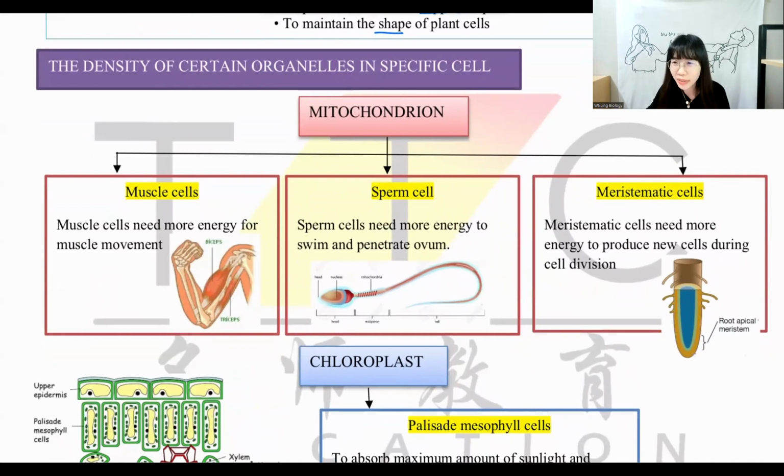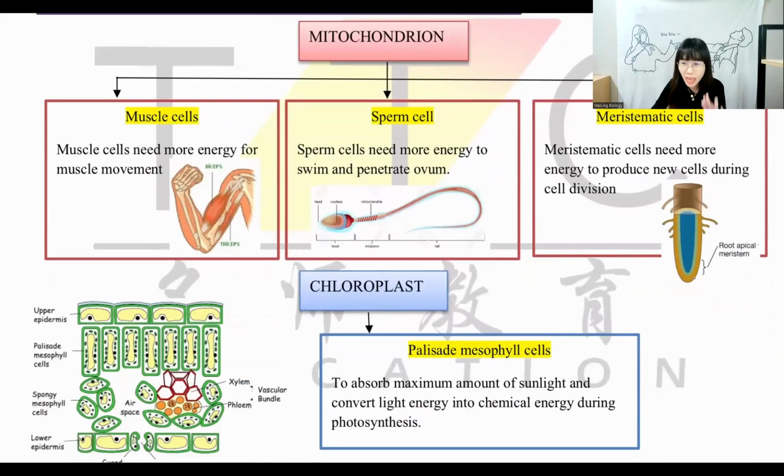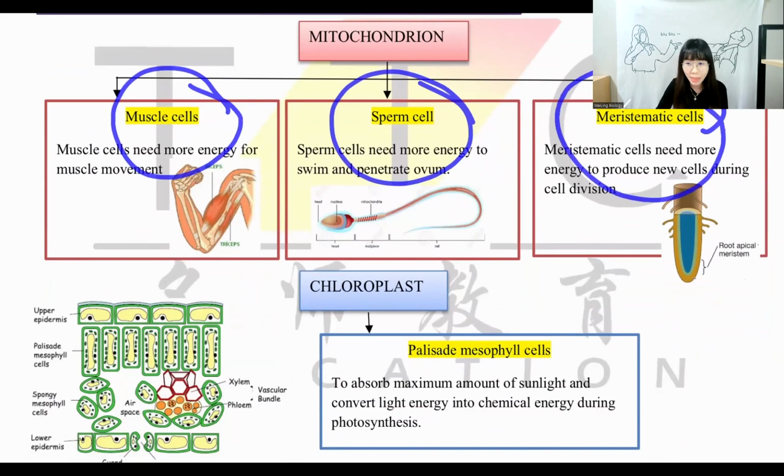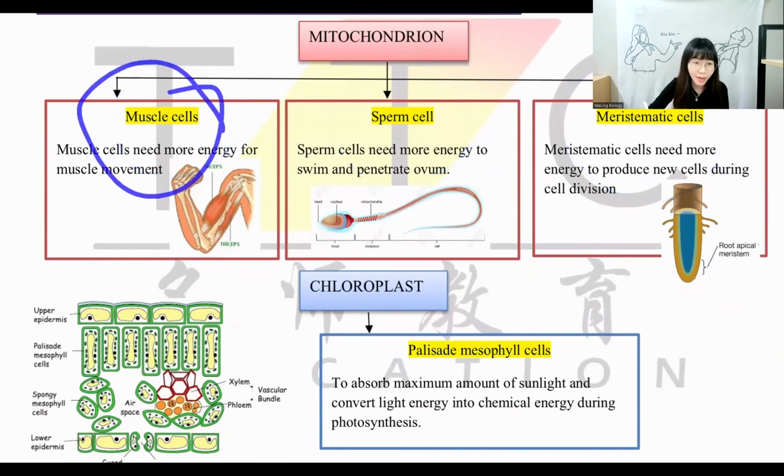Mitochondria is used to, correct, it's a powerhouse. Very good. It's used to generate energy in the form of ATP. That is the function of mitochondria. So mitochondria can be found most abundantly in muscle cell, sperm cell, and meristematic cell. Let's start with muscle cell first.